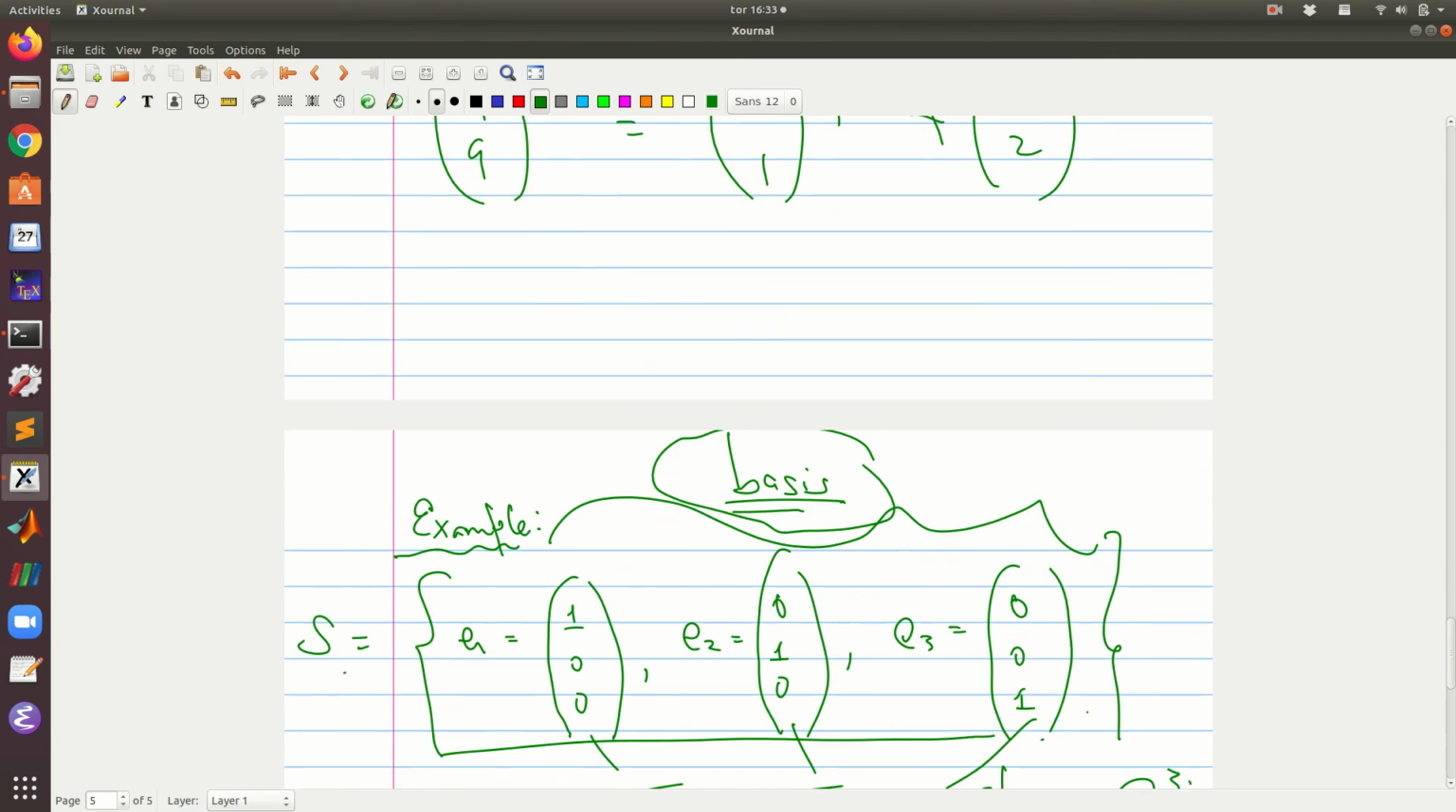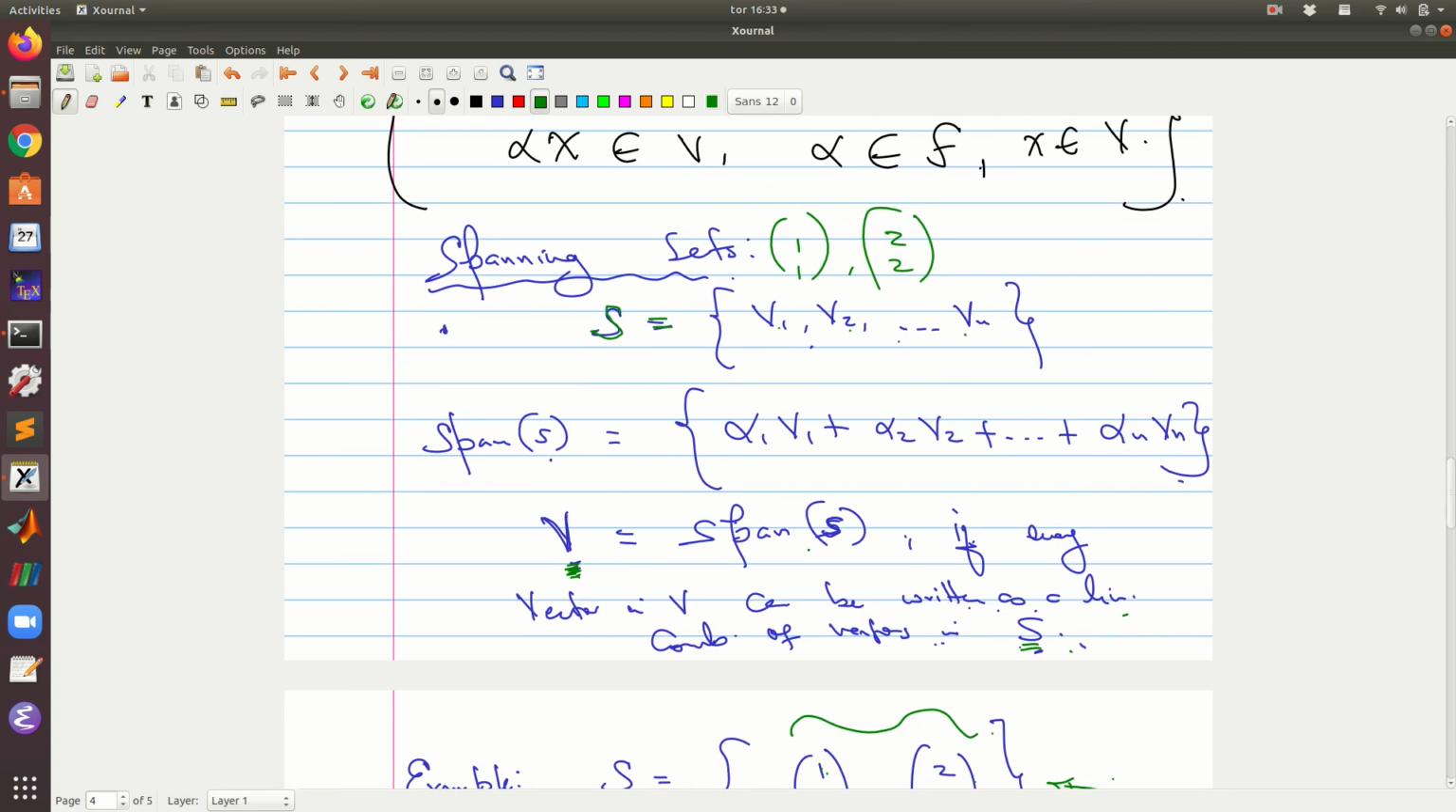Once again, I go back and say that V is spanned by the set S if every vector in V can be written as a linear combination of the vectors in S. So the span of S is just the set of all linear combinations of the vectors in S.